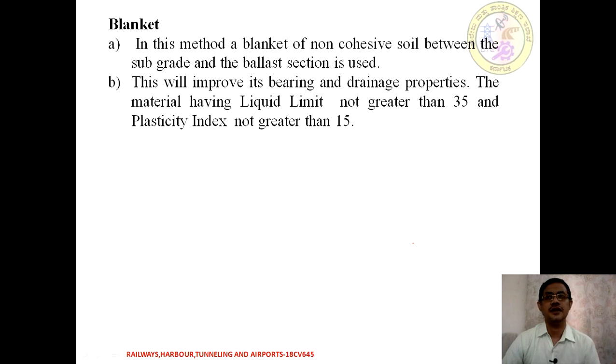Next method of stabilizing the soil is going to be provision of a blanket layer. In this, non-cohesive materials are going to be put in between the subgrade and the ballast. That layer is going to be called a blanket. This will improve the bearing capacity and also the drainage property of the system.